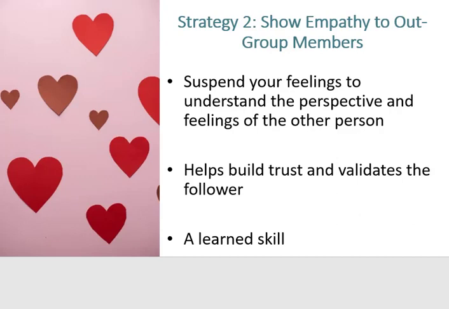The second strategy is showing empathy. With empathy, you're focusing on suspending your feelings in order to fully understand the feelings of another person. Understanding an outgroup member's perspective or situation helps build trust and validates the follower. A lack of empathy can be a big factor in discrimination and sexual harassment situations in the workplace. Making insensitive remarks about a person's race or ethnicity, or commenting on somebody's body, or making a physical advance demonstrates a massive lack of empathy. If the erring person considered their perspective and situation, they would change their actions.